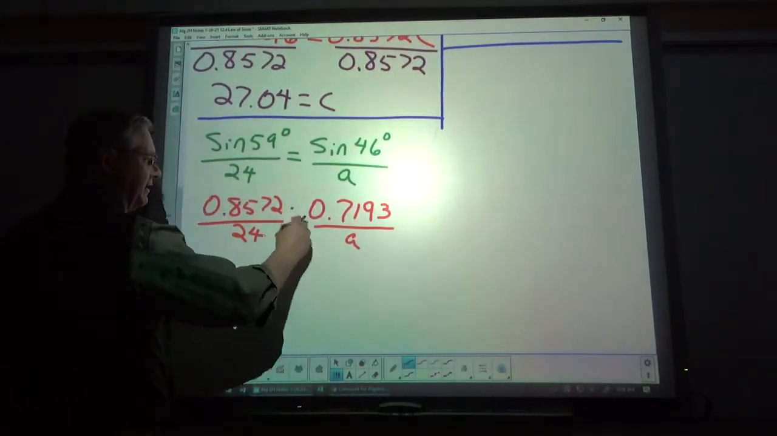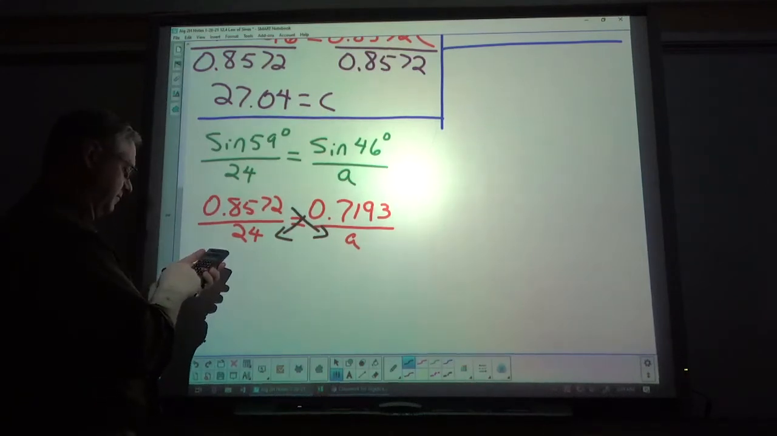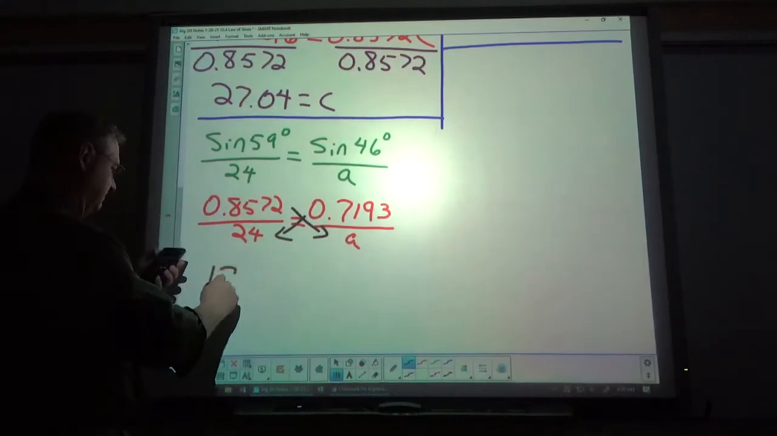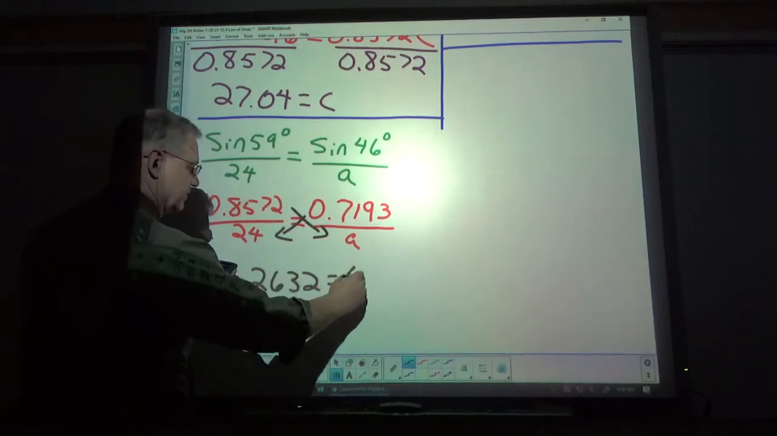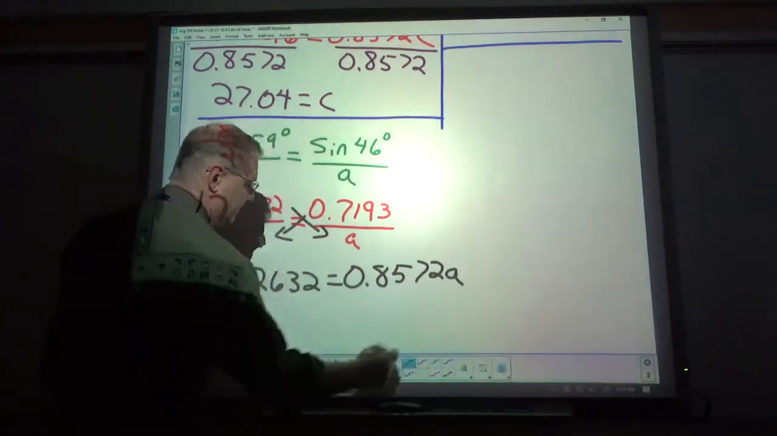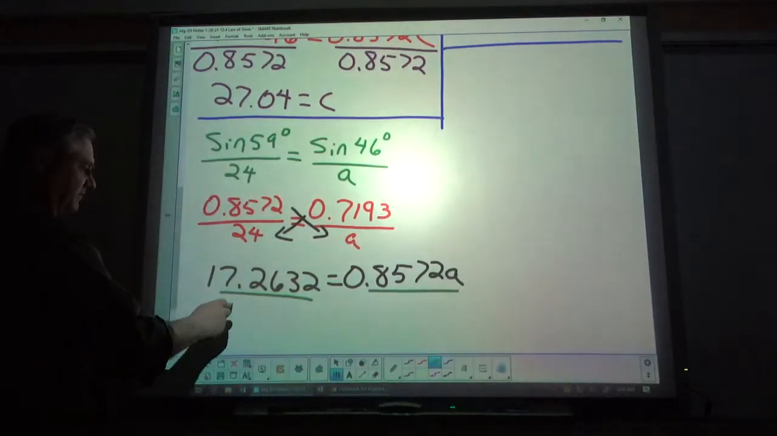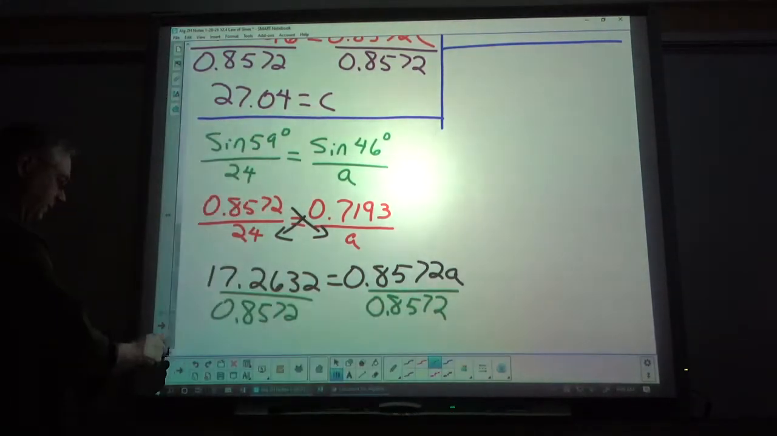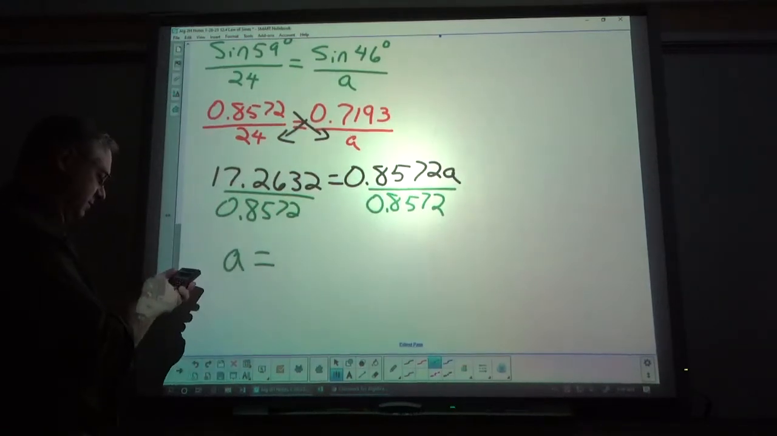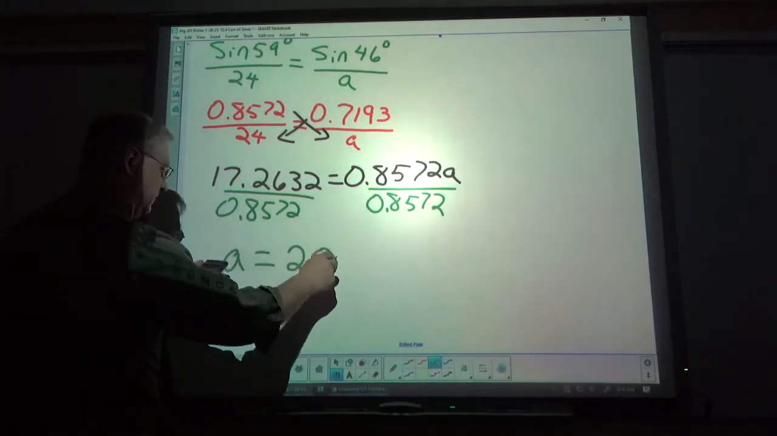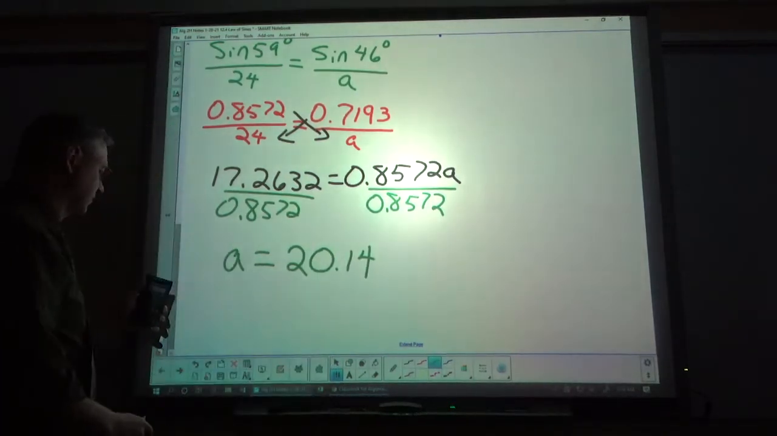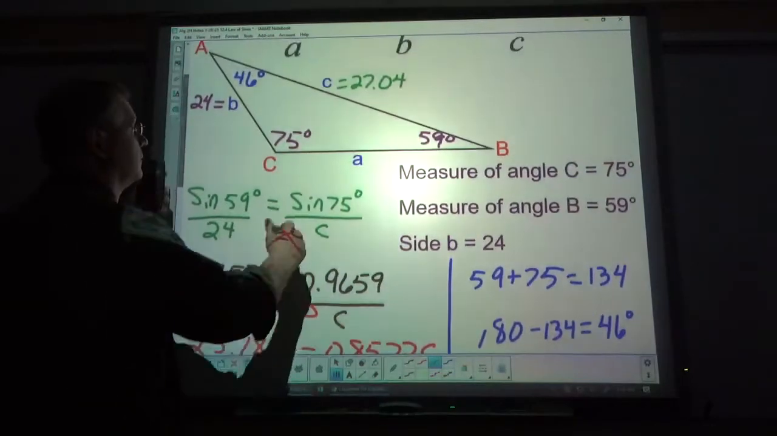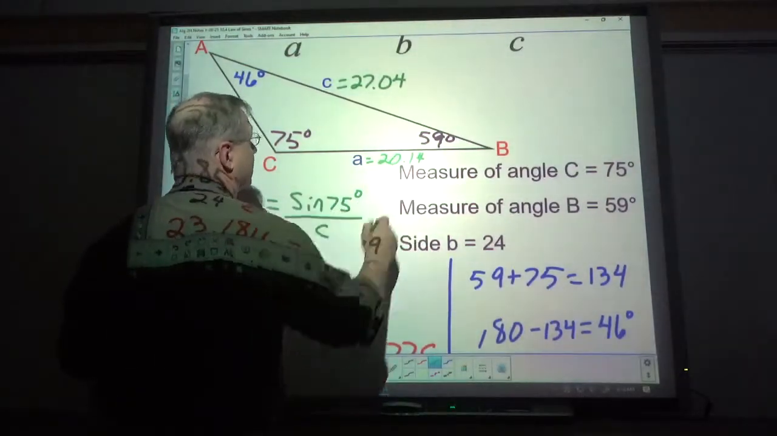Then I cross multiply, let's see, 0.7193 times 24, 17.2632, 0.8572a, divide by 0.8572, and A ends up equaling 20.14. Wow, those are close.